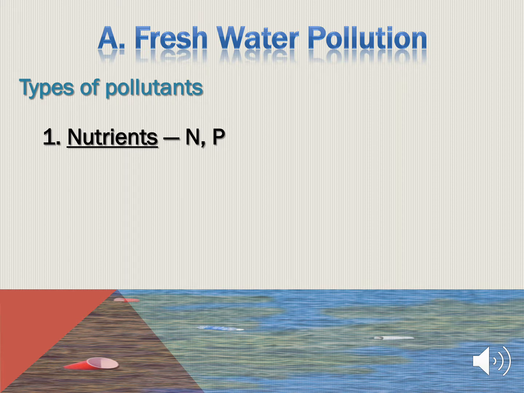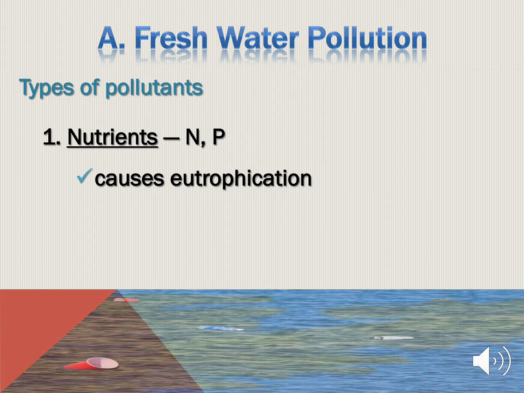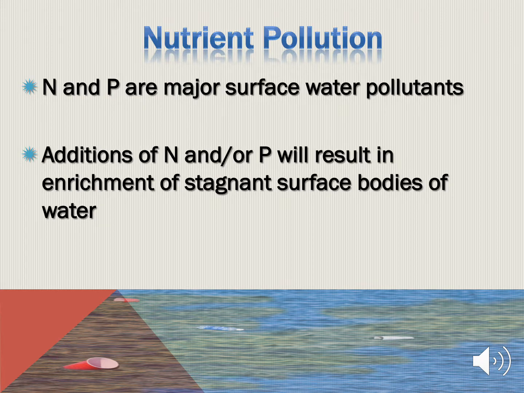First of all, nutrients. You've heard a lot about nutrients in other classes. We'll spend a lot of time talking about nutrients in this class. We'll be talking about nitrogen and phosphorus. Nitrogen and phosphorus cause eutrophication. And in the oceans, nitrogen and phosphorus can cause hypoxia. So nitrogen and phosphorus are major surface water pollutants.